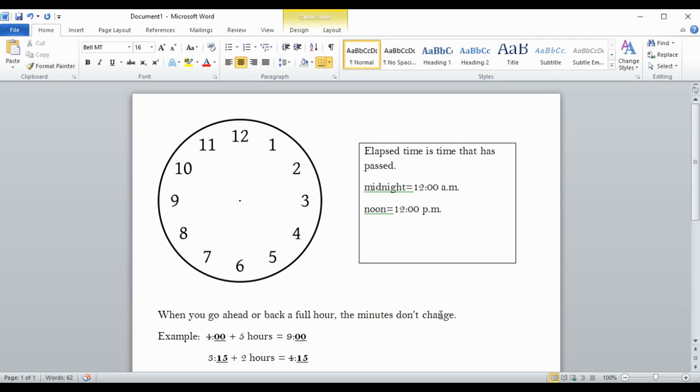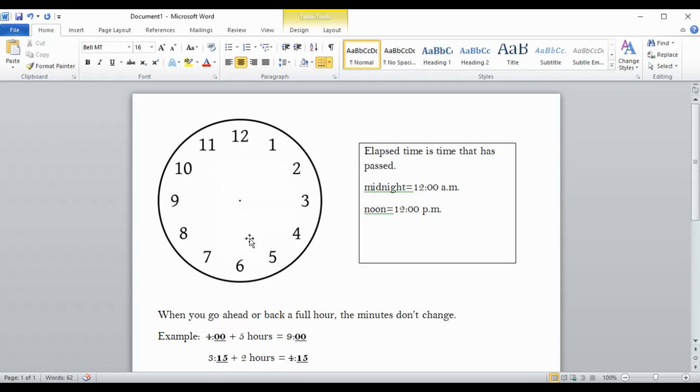This video is going to review the concept of elapsed time. Elapsed time is time that has passed. So I've got a couple things here, and I'm going to go over a couple of reminders.